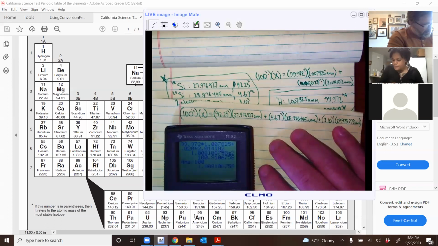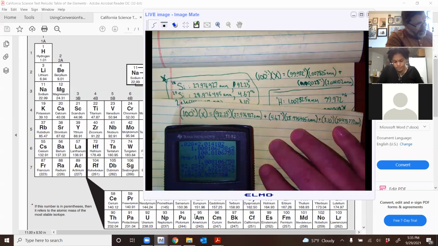All right, my 92.23% of these have a mass of 27.976927. All right. And then we add to that the 4.67% that have a mass of 28.976495 atomic mass units. And then we add to that the other 3.10% that have a mass of 29.973770 atomic mass units.